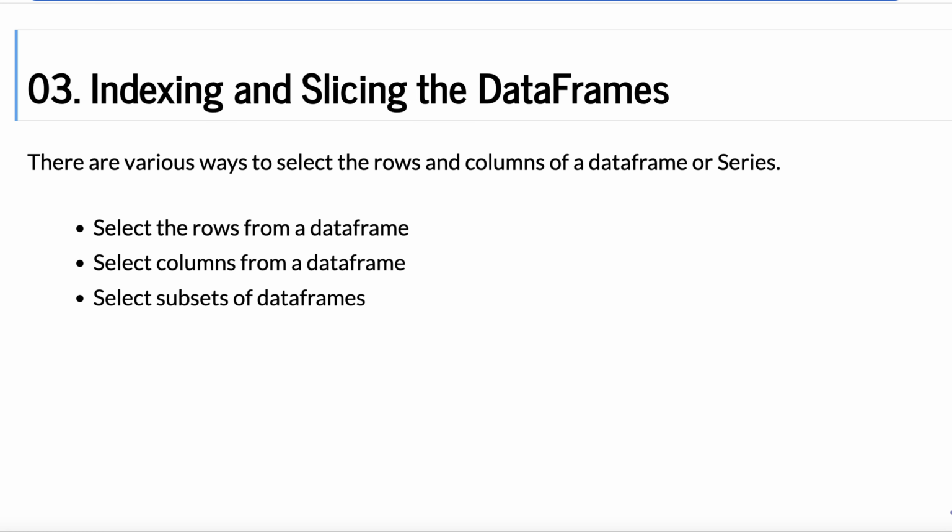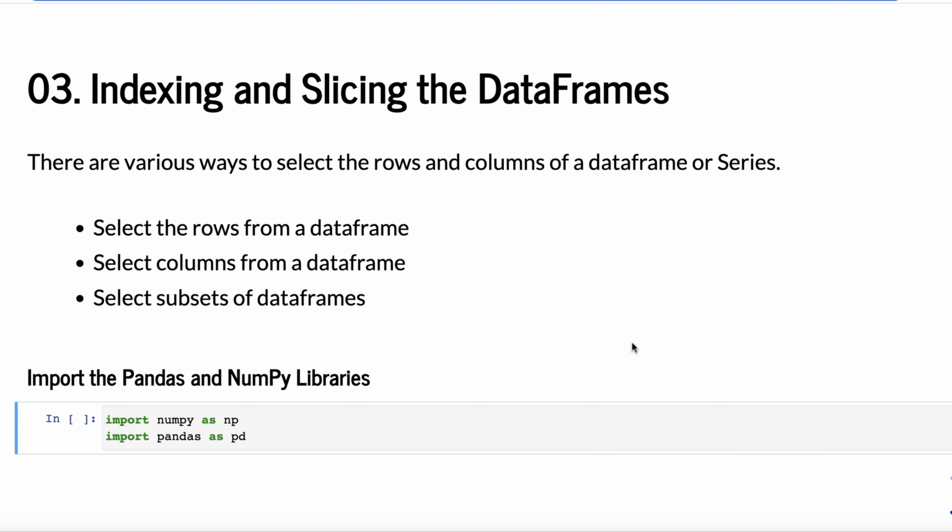So what do we mean by indexing and slicing the data frames? What we basically want to do is find a way to select specific rows or specific columns or subsets of the data frames. So if I want to select a few columns and a few rows of the data frame, how do I do it?